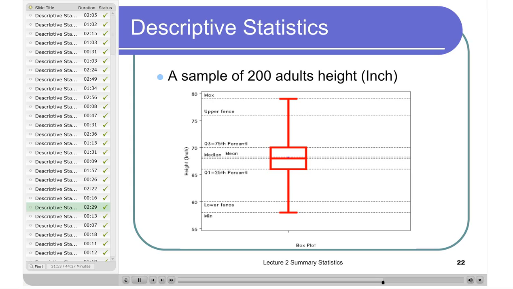The other way to do it would be to just draw the whiskers from the hinges to the fences, and then we would have some outside values that we would denote by little circles outside of the fences. But in this problem, the whiskers have been drawn all the way to the maximum and the minimum, so we're not going to have any points outside of the whiskers because there are no points above the maximum, there are no points below the minimum.